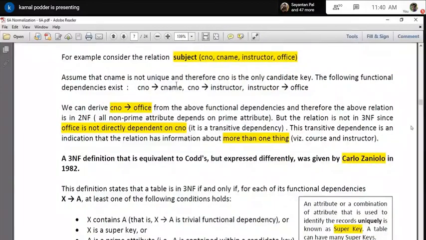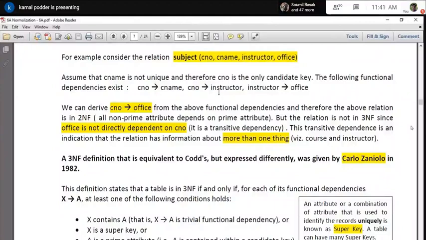Naturally, if it is a candidate key, or ultimately it can be a prime key, then we can say C number depends on C number. Instructor should also depend on this, and instructor is also dependent on C number, because who is teaching depends upon the course number. Course number is definitely a dependency. But if you see here, there is another relationship, which is that office depends on instructor, the instructor's office. So naturally it will depend on instructor.